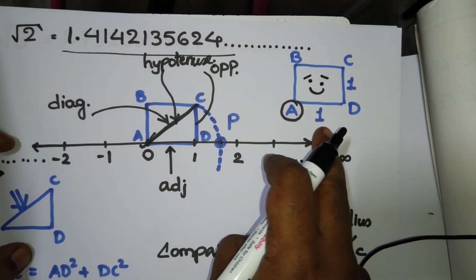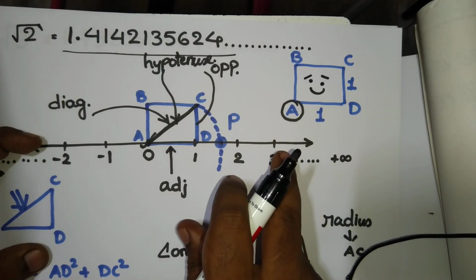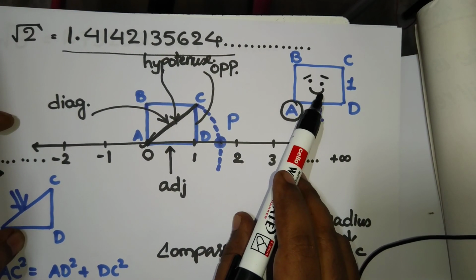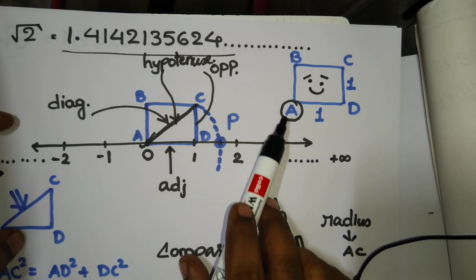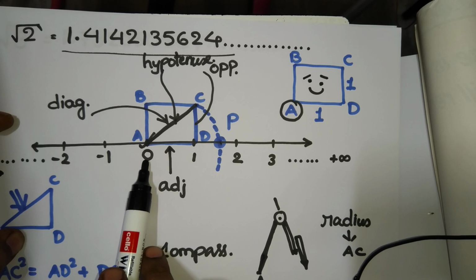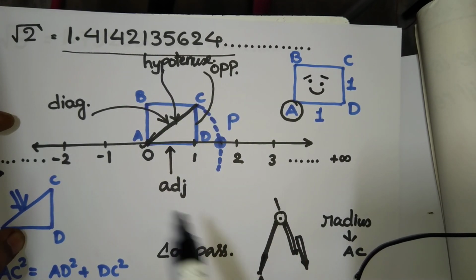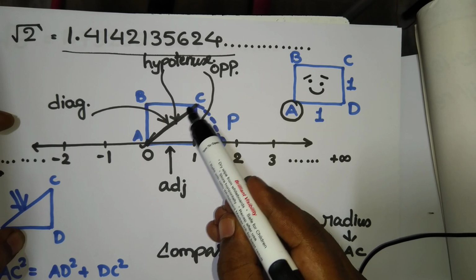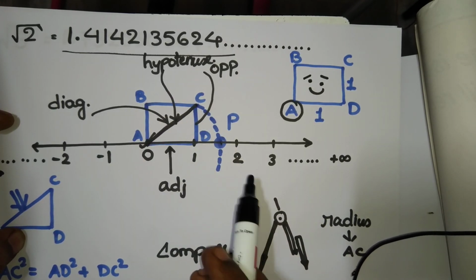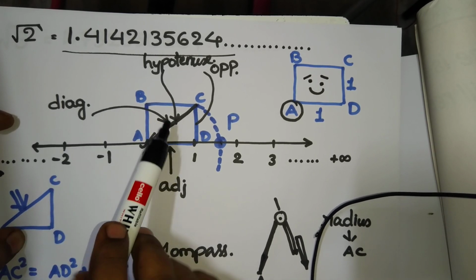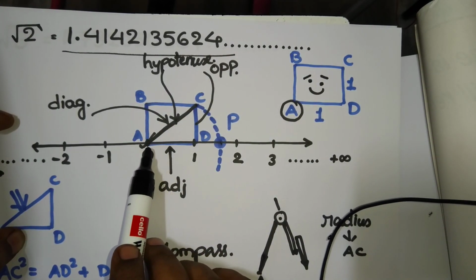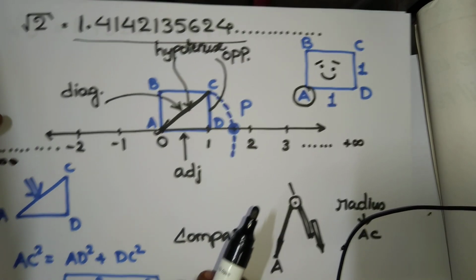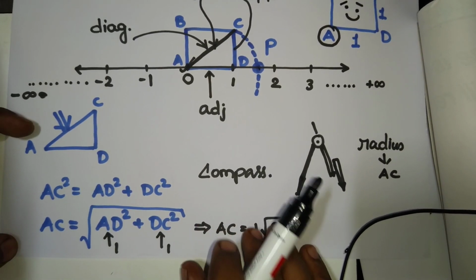We took a square of side 1 unit each, with vertices A, B, C, D. Now we transferred this figure onto this number line so that the vertex A coincides with 0 on the number line. Now we joined a line from A to C. This line acts as the diagonal of the square ABCD, and the same diagonal also acts as a hypotenuse. Therefore AD acts as the adjacent and DC behaves as the opposite side. So now we applied the Pythagoras theorem.